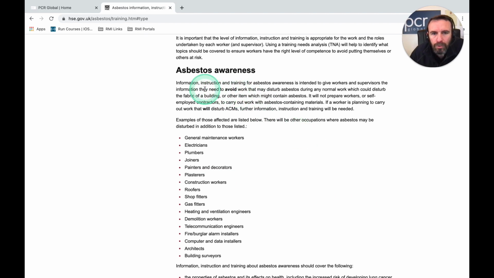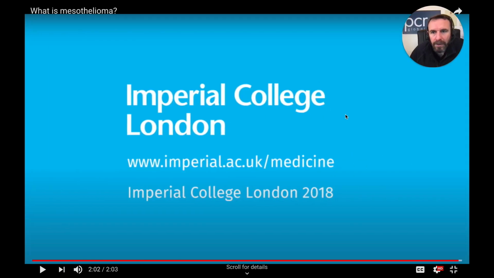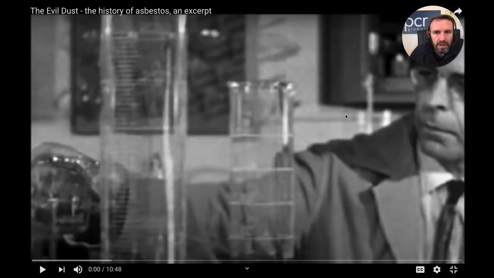I'm just briefly going to go through this. Information, instruction and training for asbestos awareness is intended to give workers and supervisors the information they need to avoid, and that's very important, avoid work that may disturb asbestos during any normal work which could disturb the fabric of the building. It will not prepare workers or self-employed contractors to carry out work with asbestos containing materials. That's ACMs. If a worker is planning to carry out work that will disturb ACMs, further information, instruction and training will be needed.